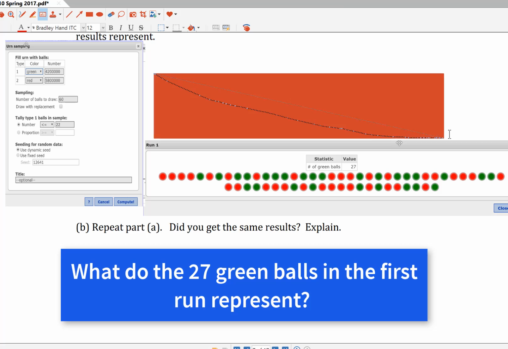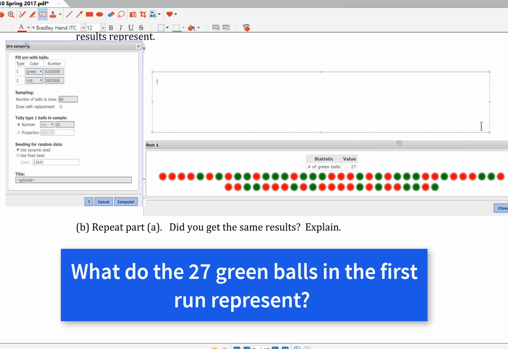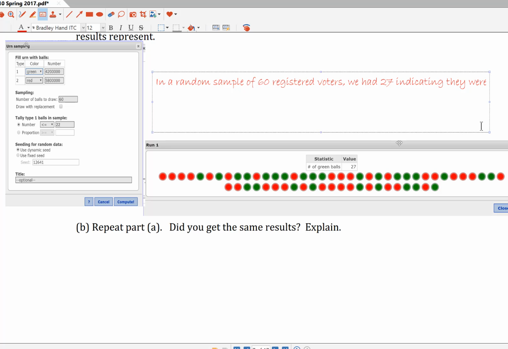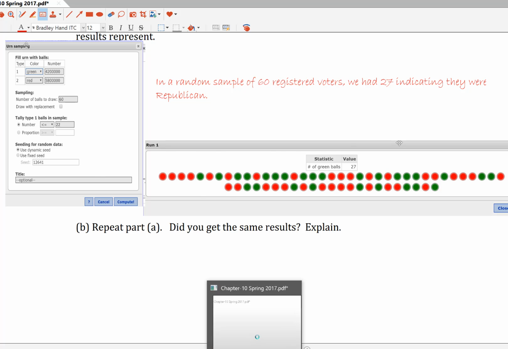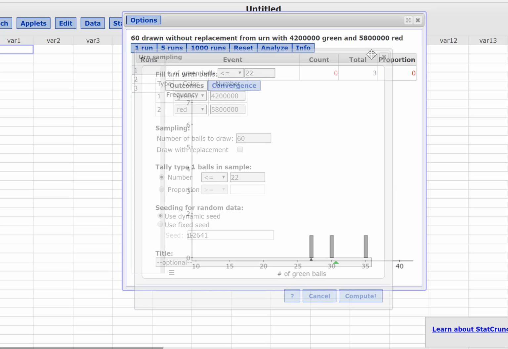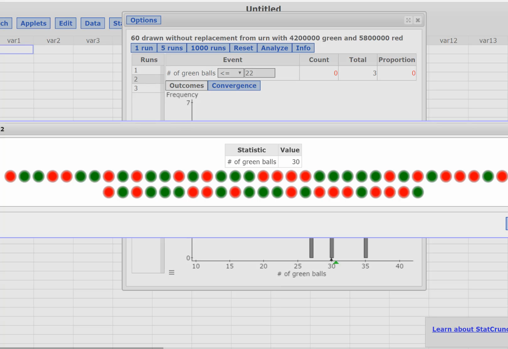So in terms of what that run 1 represents, in a random sample of 60 registered voters, we had 27 indicating they were Republican. Right? Repeat part A, did you get the same results? Right? So if I open up run 2 here, you'll see that we did not get the same results.